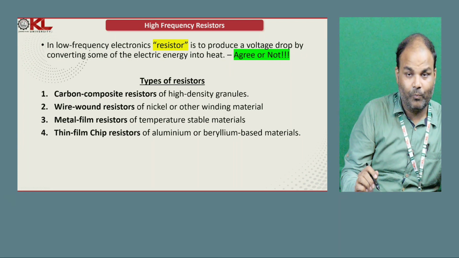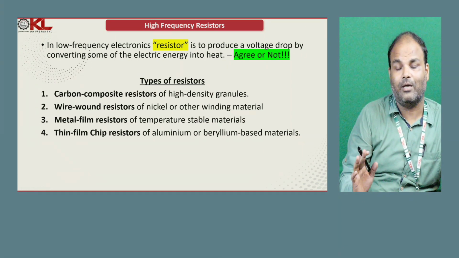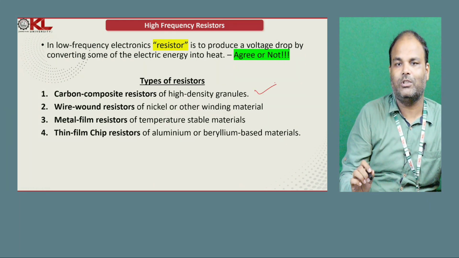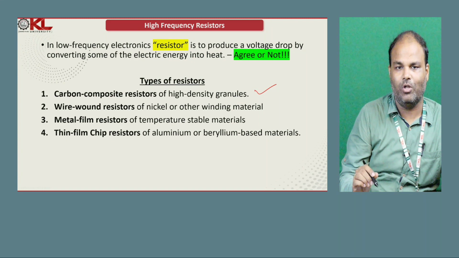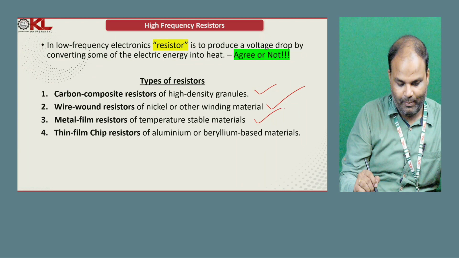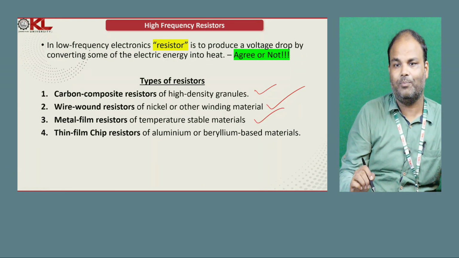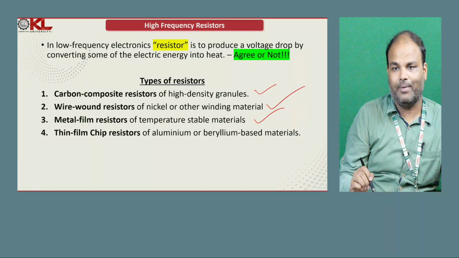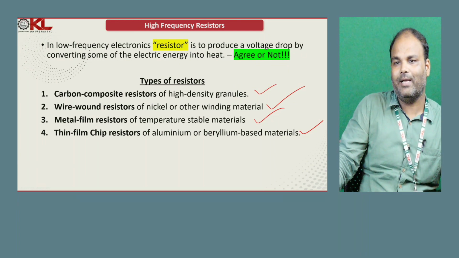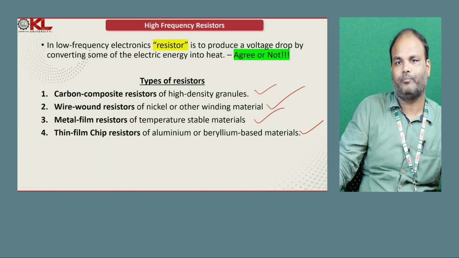I have basically given four types of resistors that can work at high frequency. One is the carbon composite resistor of high density granules, then wire wound resistors of nickel or other winding material, metal film resistors of temperature stable material, and thin film chip resistors of aluminum or beryllium based material. If you take this type of material, then the resistor will work in the high frequency configuration.